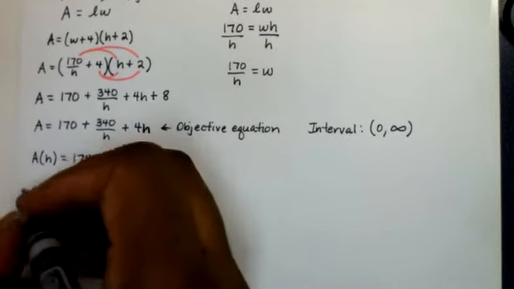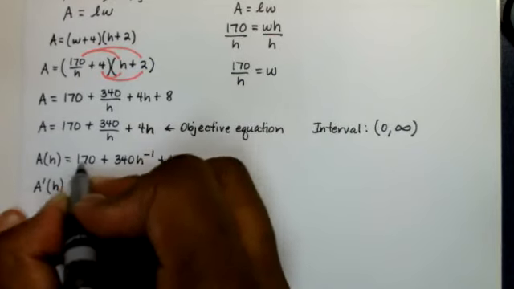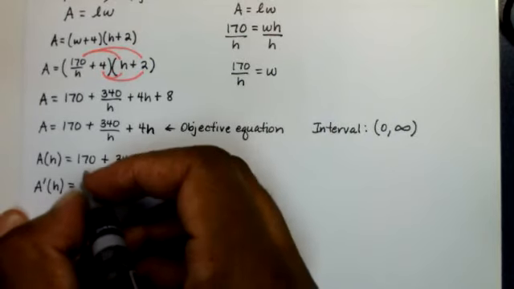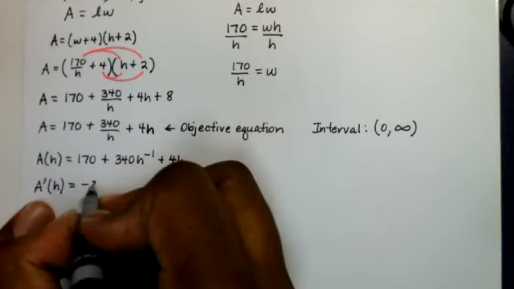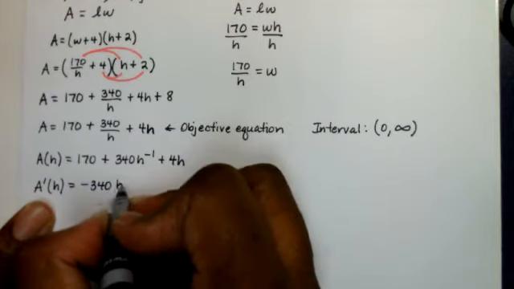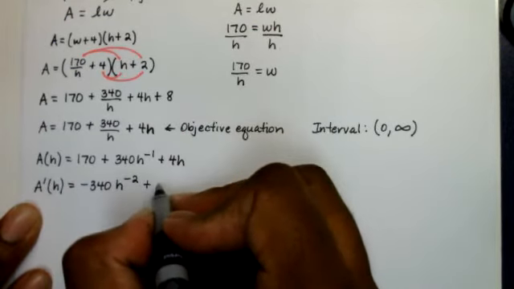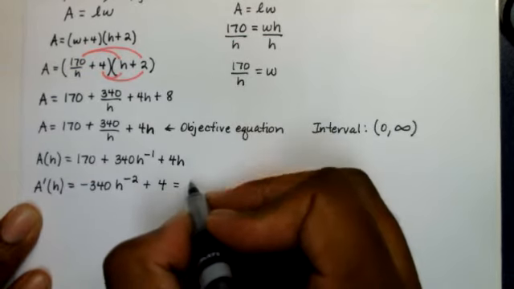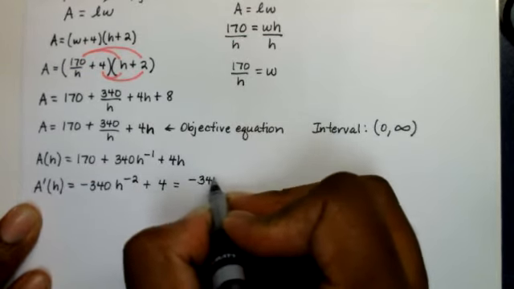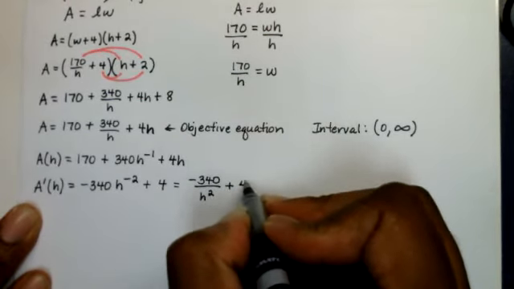Now let's take its derivative. So A prime of H, the derivative of a constant is 0, so the derivative of 170 is 0. Bring this negative 1 in front of 340, it will be negative 340. Copy over the H to the 1 less power, so it'll be negative 340H to the negative 2, plus the derivative of 4H will be 4. And I'll write that using positive exponents. That'll be negative 340 divided by H squared plus 4.